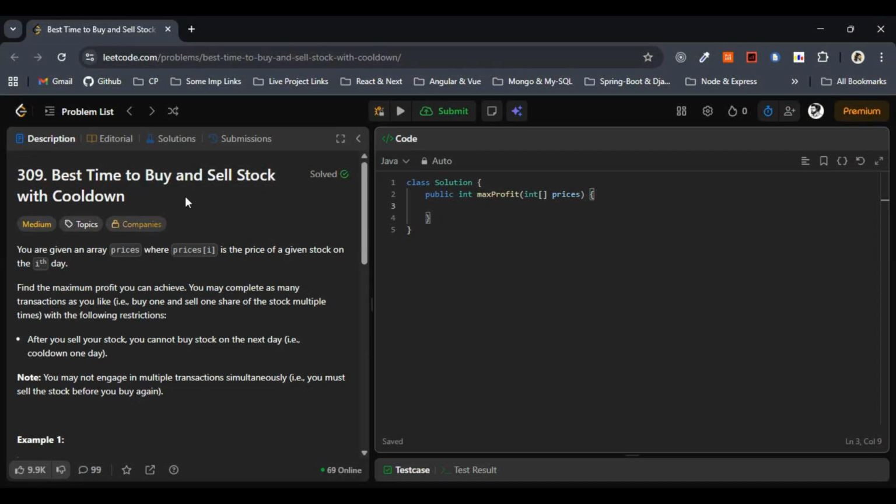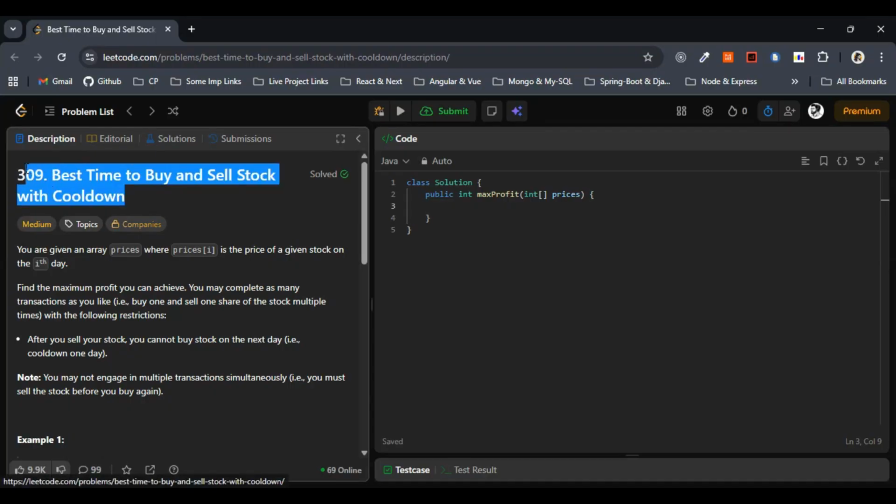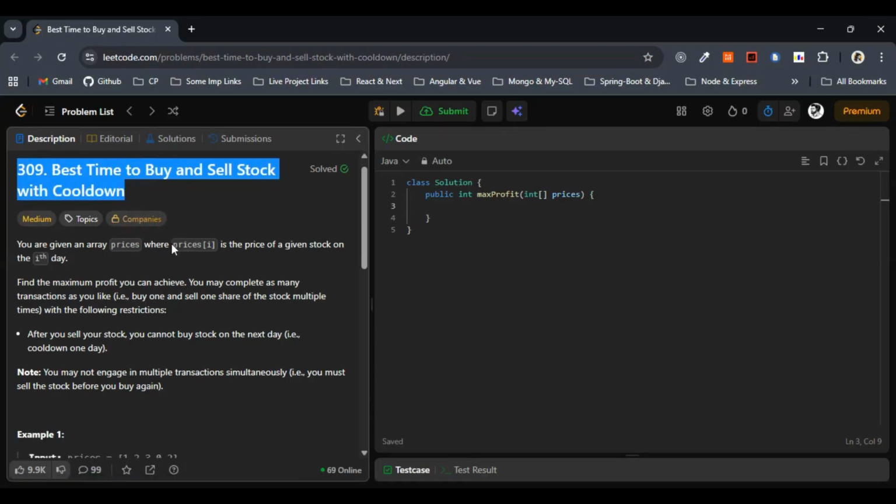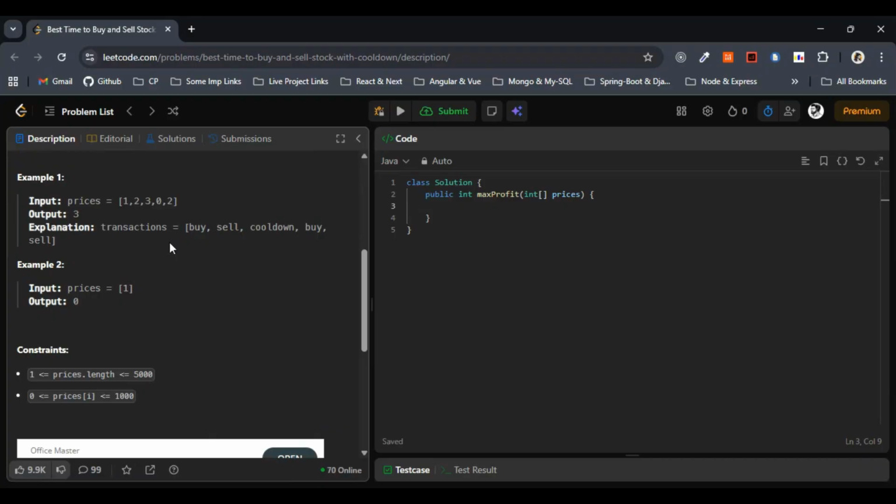Hello everyone. So today let's solve problem number 309, Best Time to Buy and Sell Stock with Cooldown. Let's see what the question states. We are given an array prices, where prices[i], for example 1, 2, 3, 0, 2, is there, right?